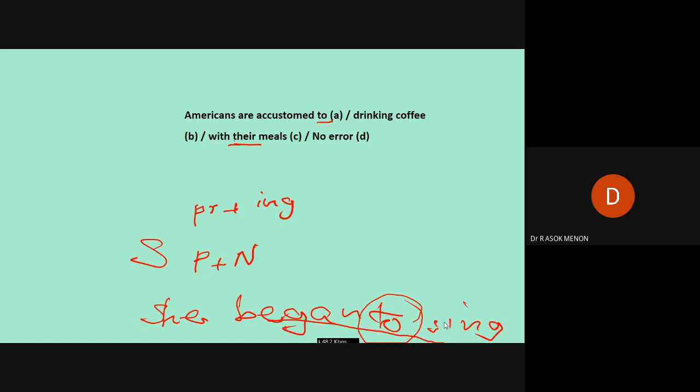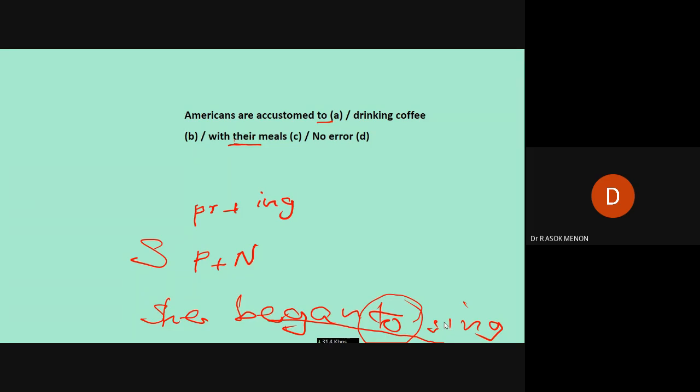Americans are accustomed to drinking coffee. I have explained it clearly. That is nothing but "to" has dual function. Dual function means it is used both as preposition and as infinitive. When we use it as infinitive, it is always followed by the infinitive form of the verb. For instance, the sentence that I have written on the screen, she began to sing. What is the purpose of beginning? It is to sing. That is immediate purpose. Therefore, it is infinitive.